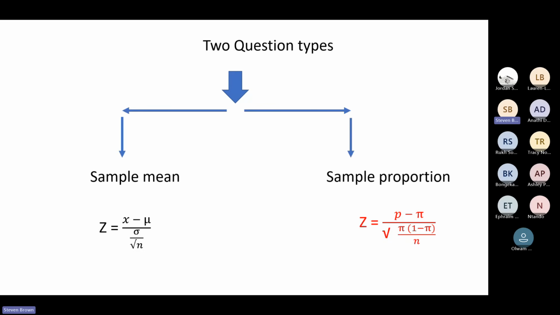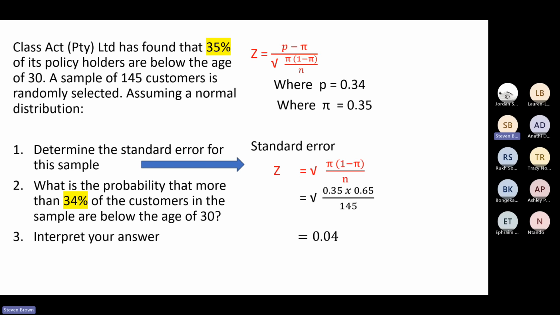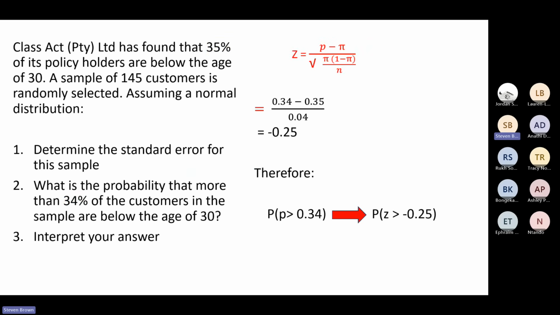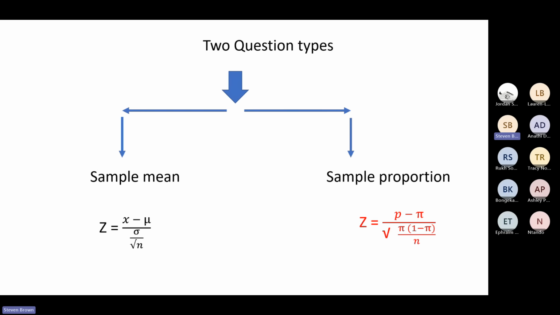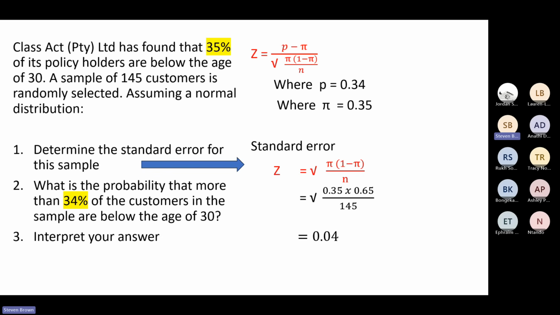All right, so next thing to learn. Class Act Policy Limiters found that 35% of its policyholders are below the age of 30. Immediately, class, before you even think, you don't know, the rule is: 35% is a proportion type question. Going back to your flow chart, that thing there means percent. This means mean. So it's got a percent in the question, therefore you're going to use a sample proportion. Generally, they break the question down into three components.